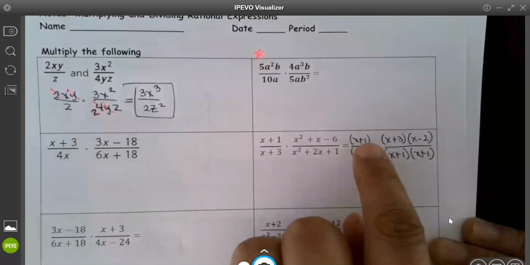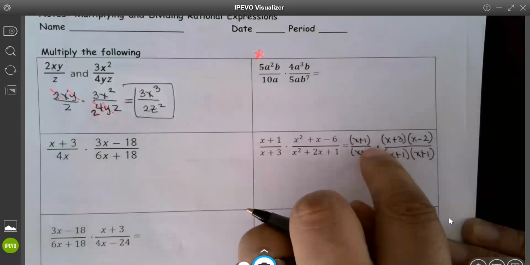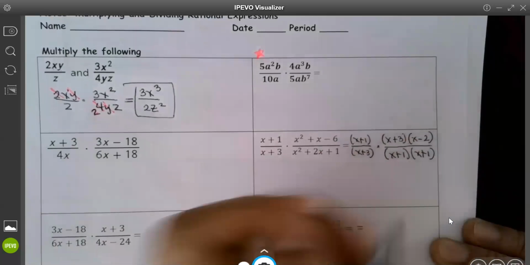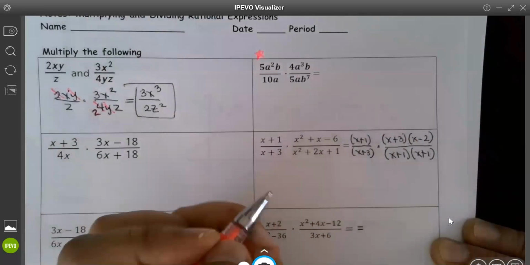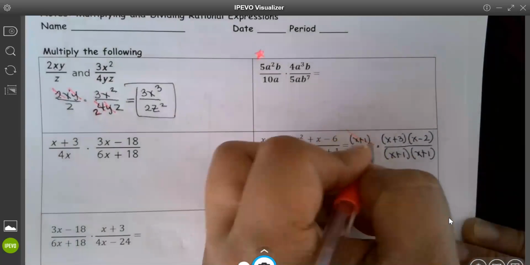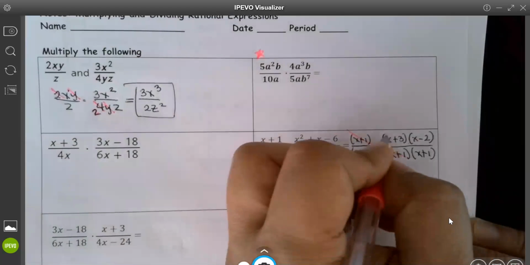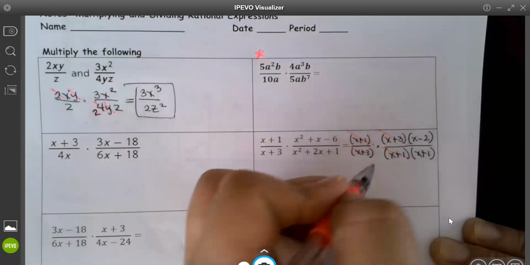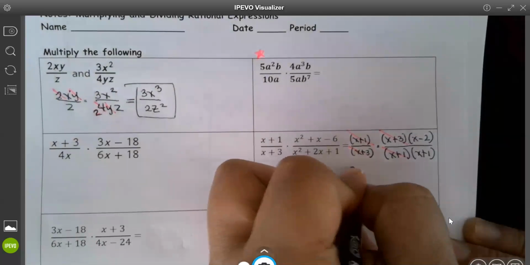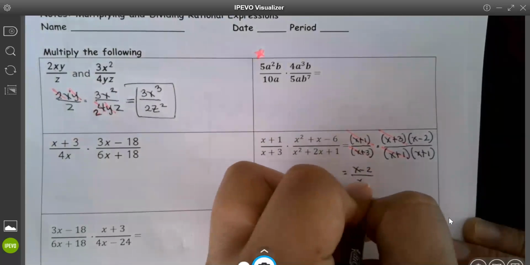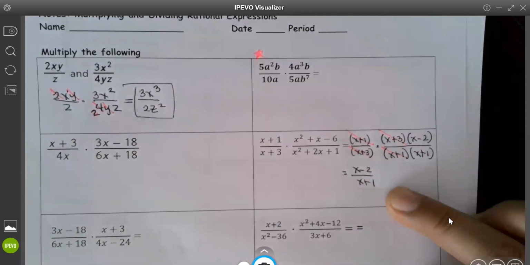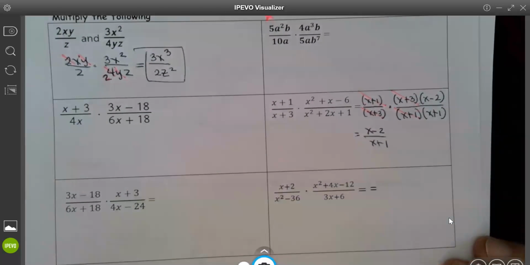So now, in between the parentheses is multiplication, this one, this one, this one, so you can cancel out. Now I will check which binomials cancel out. Yes, x plus 1 and x plus 1 will cancel out, and then x plus 3 and x plus 3 will cancel out. What is left is the answer, which is x minus 2 over x plus 1. You can close this with a parenthesis, or you can leave your answer like that.